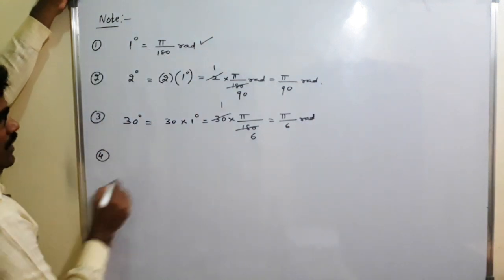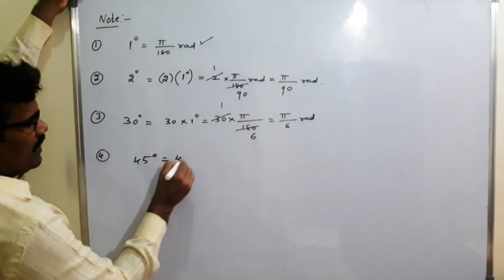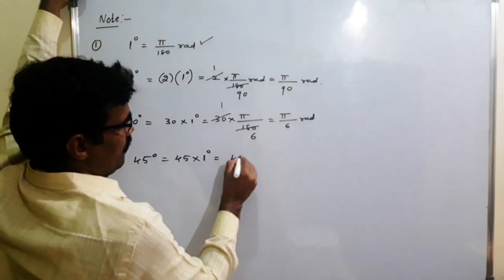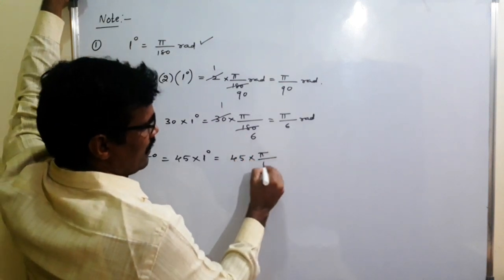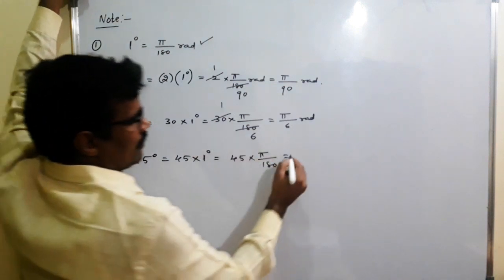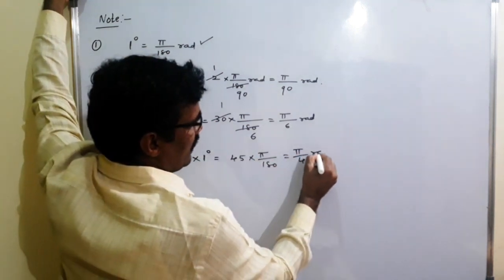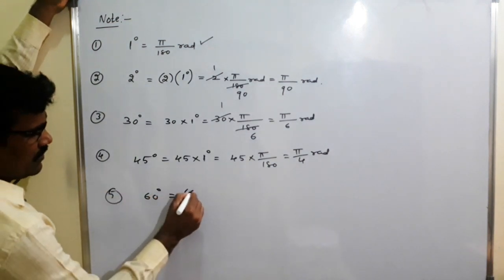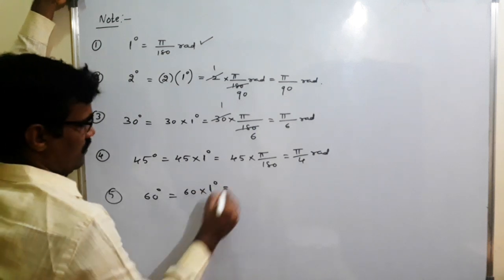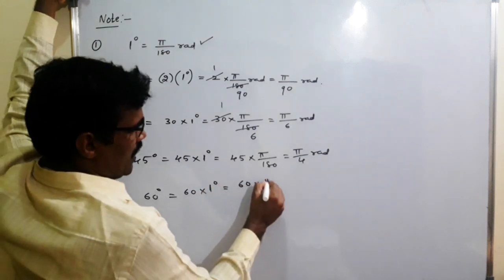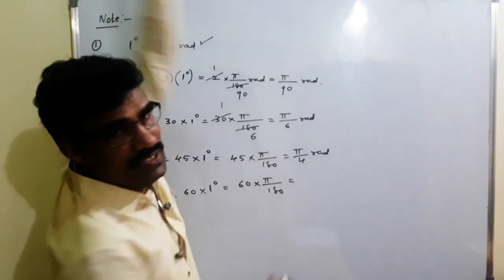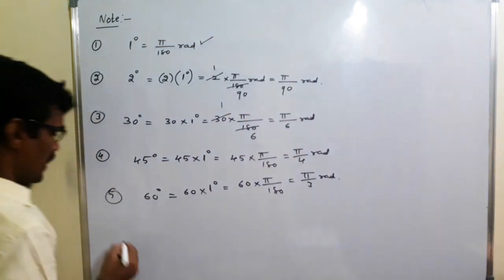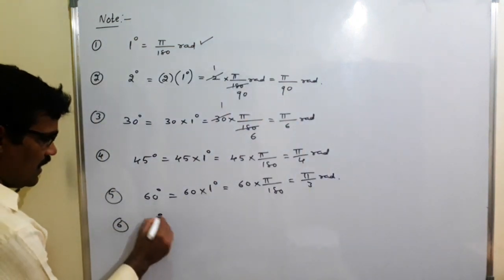Okay. The next one, 45 degrees. 45 into 1 degree. So here 45 into pi by 180, which is equal to pi by 4 radian. Here 60 degrees. 60 into 1 degree. So 60 into pi by 180, which is equal to pi by 3 radian. Then students, 90 degrees.